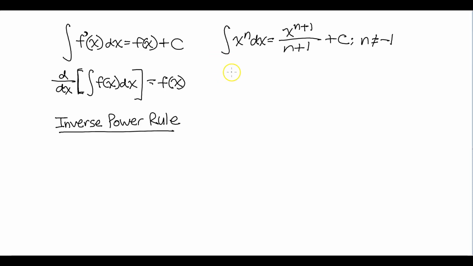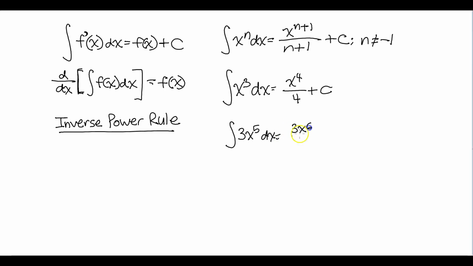So for example, the integral of x cubed dx, we can just plug into our formula and get x to the 4th over 4 plus c. The integral of 3x to the 5th dx equals 3x to the 6th over 6 plus c, or just x to the 6th over 2 plus c. See, this is not that hard.